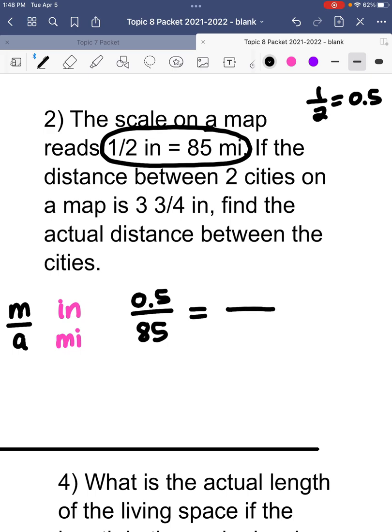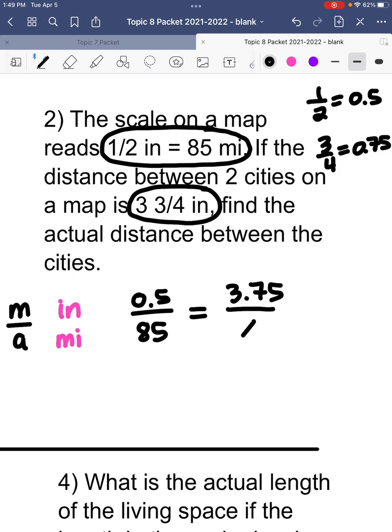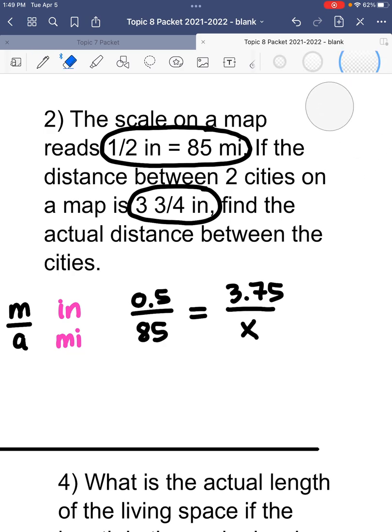Now, the only other measurement I'm given is 3 3/4 inches. So I know that needs to go on the top right here because that's where my inches go. But how could I write it so it's not a mixed number or even a fraction? Well, remember 3/4 is 0.75. So 3 3/4 would be 3.75, right? So 3.75 inches, and I want to know how many miles that would be, like the real life distance. How many miles would that be?